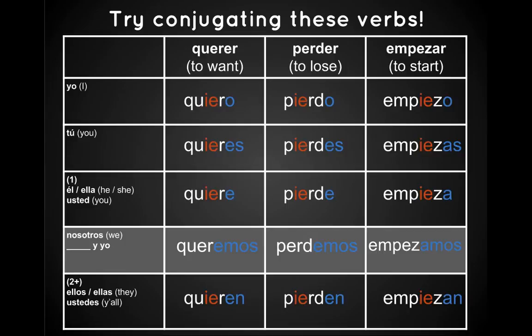Here you can see three other stem changing verbs in this chart. You don't really need to copy the chart down unless you feel like it, but the pattern is the same for all of these verbs. The ending changes just like we're used to, and so does the stem, except for the nosotros form.